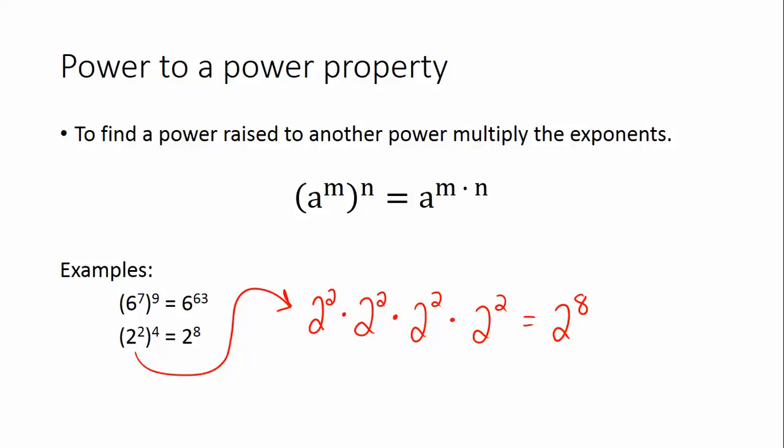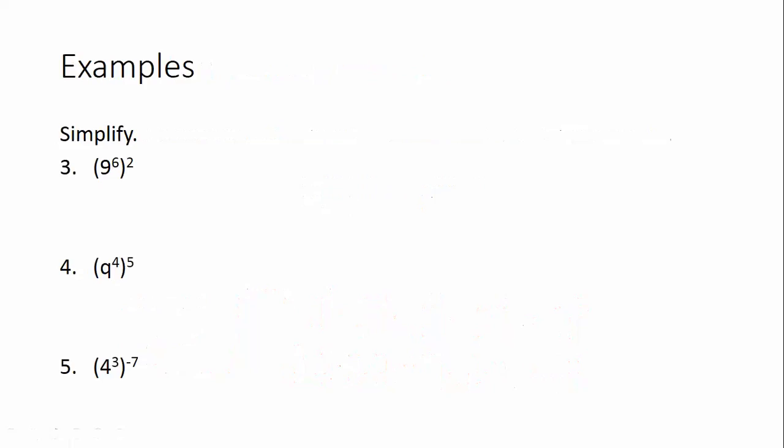And we can take this one step further. All of these 2 squareds are 2 times 2. So it's 2 times 2 times 2 times 2 times 2 times 2 times 2 times 2. Now if we count all the 2's, 1, 2, 3, 4, 5, 6, 7, 8, 2 to the 8th power. So instead of having to expand it all out and figure it out, we know that you can multiply exponents when you have a power to a power. So let's look at some examples.